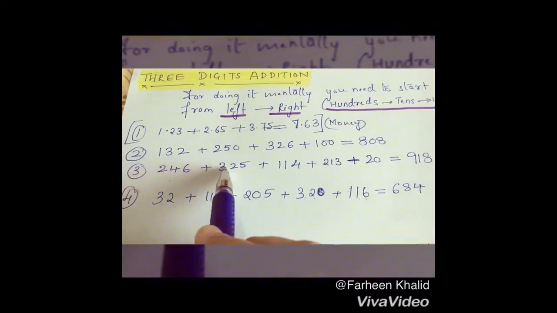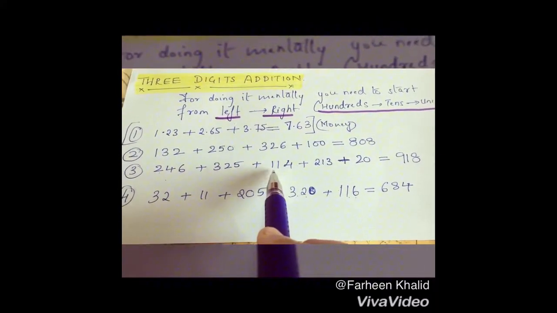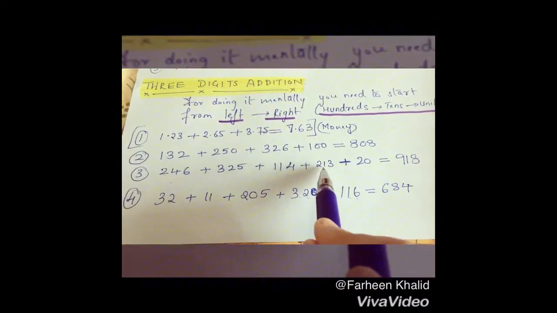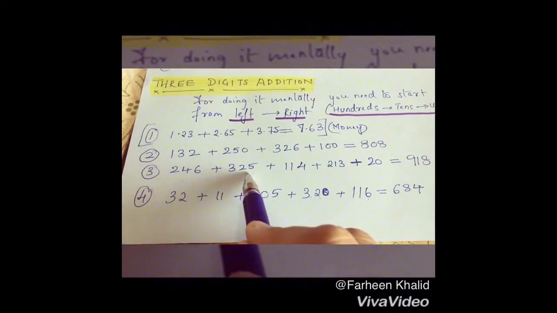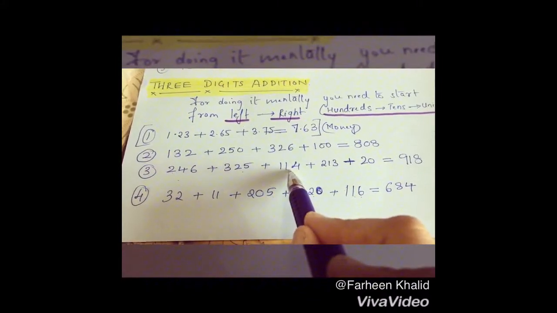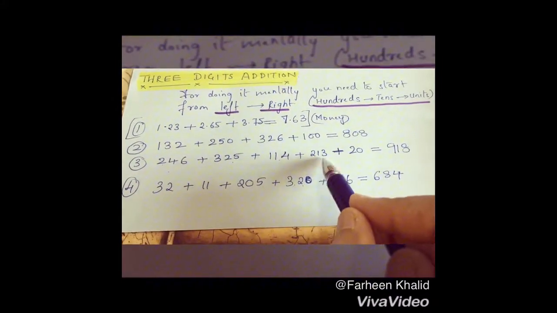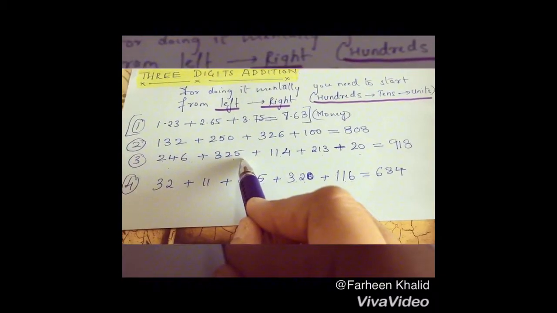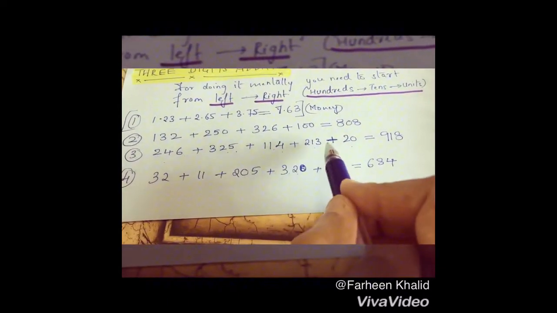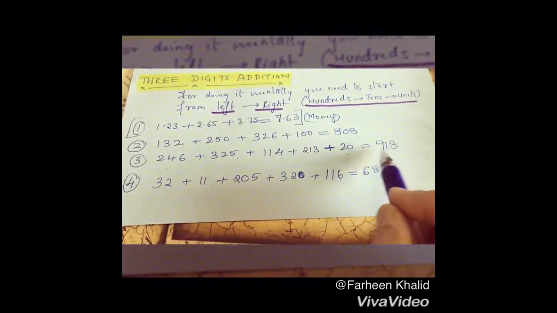200 plus 300, 500, 500 plus 100, 600, 600 plus 200, 800, and then we come back here, 800 plus 40, 860, 870, 880, and 900. Okay, 906, 911, 915, 918. So that's our answer, 918.